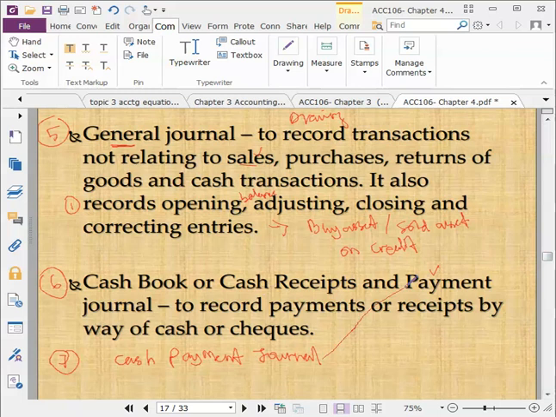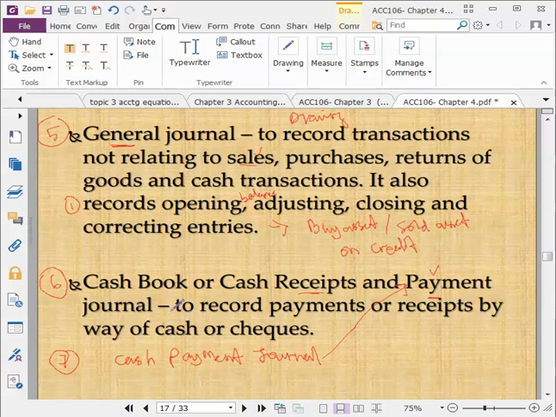How about cash book ataupun cash receipt journal and cash payment journal? Dia ada tulis kat sini, to record payment or receipt by way of cash or check. So apa-apa sahaja yang berkaitan dengan duit cash, sama ada duit cash masuk, kita akan record dekat cash receipt journal. Kalau duit keluar pula, kita beli barang secara cash, kita akan letak dekat bawah cash payment journal. Okay, so boleh faham tak?